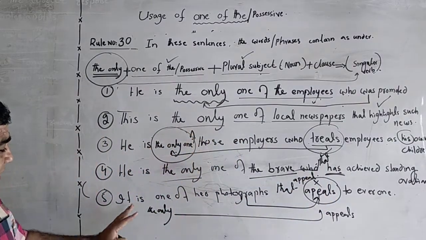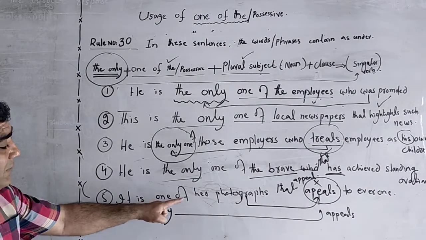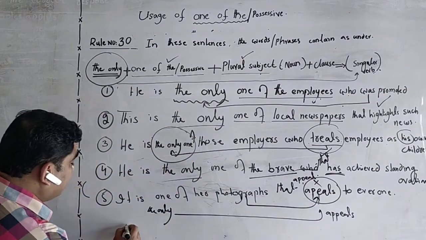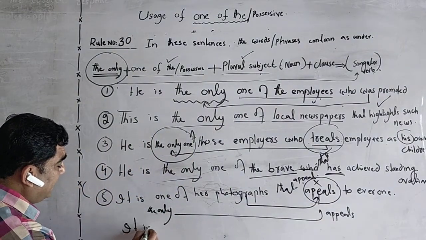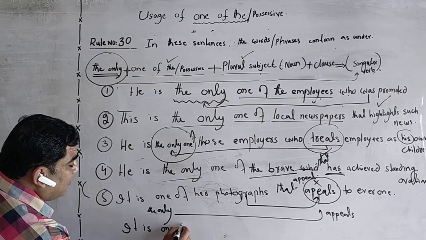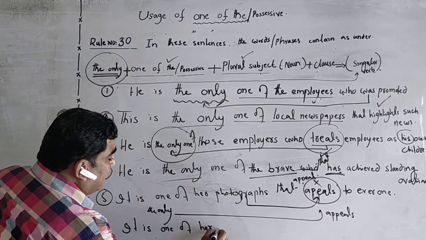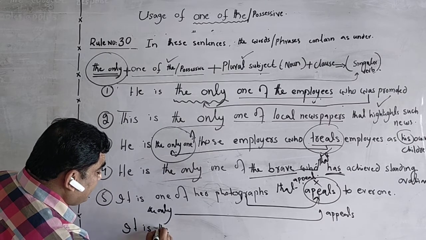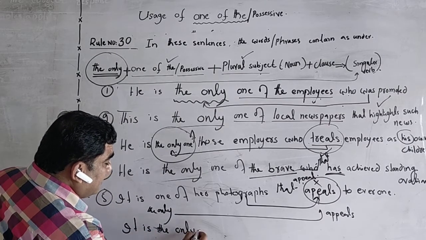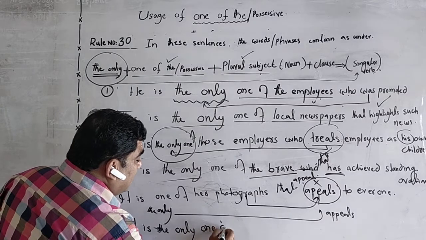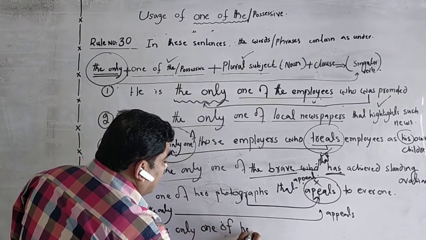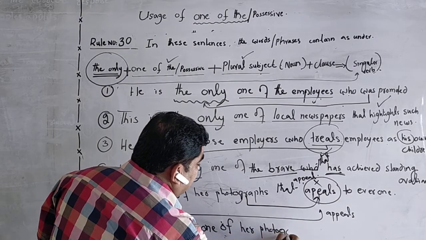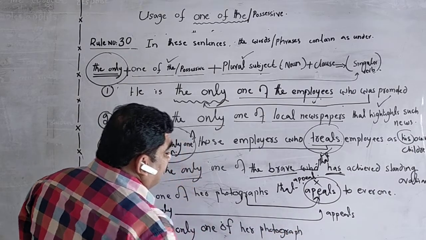There are two sentences here in this way. See, it is one of her photographs that appeal to everyone. If we write in this way, see, it is the only one of her photographs, or pic, or photos.